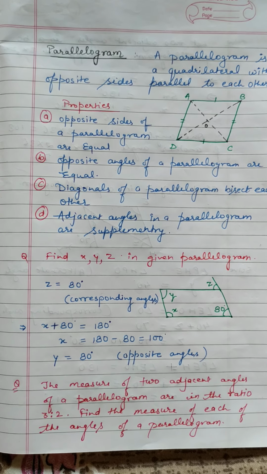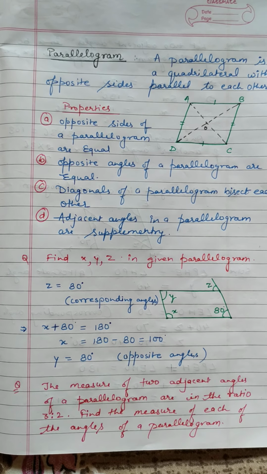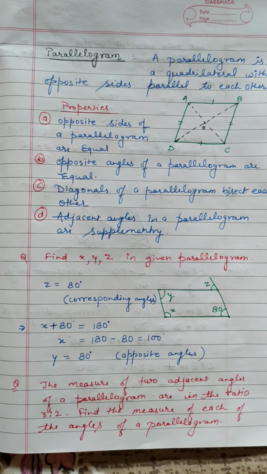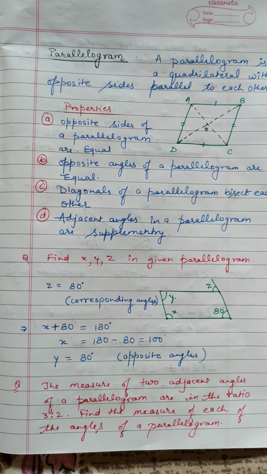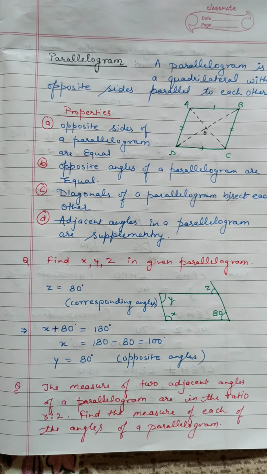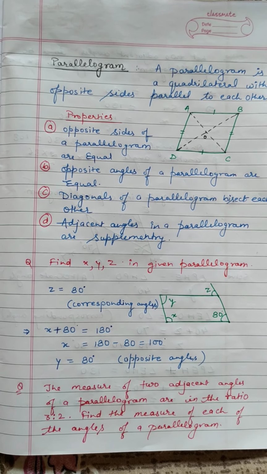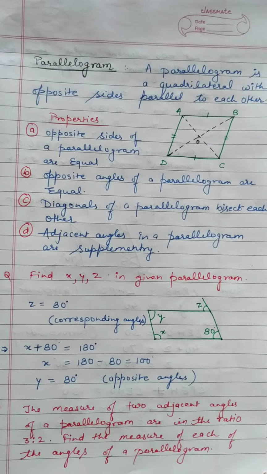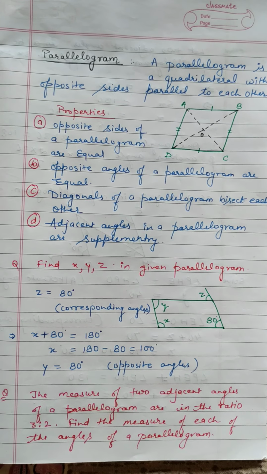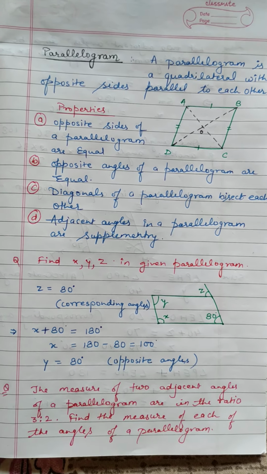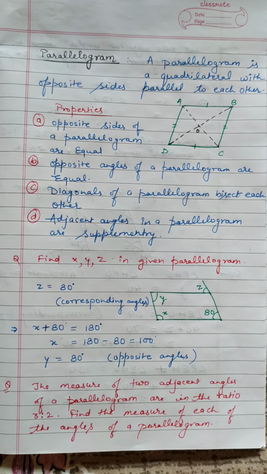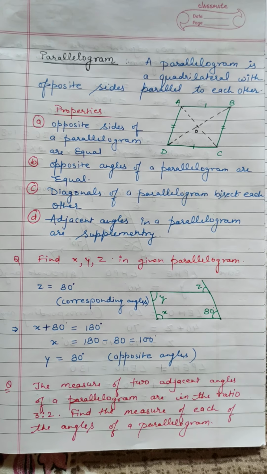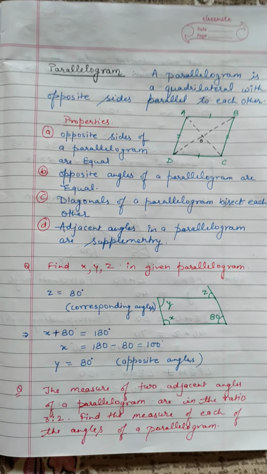Parallelogram. We know that a parallelogram is a special type of quadrilateral. Rhombus, kite, trapezium, square, rectangle, all are special types of quadrilateral. And let us see what a parallelogram is. A parallelogram is a quadrilateral with opposite sides parallel to each other.